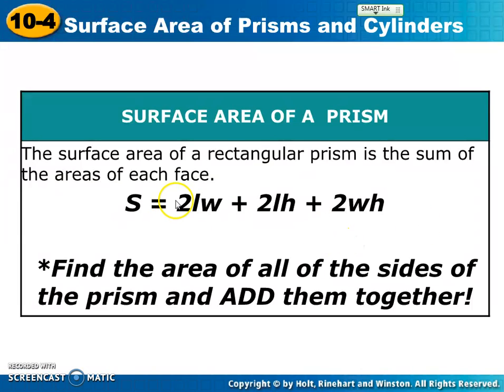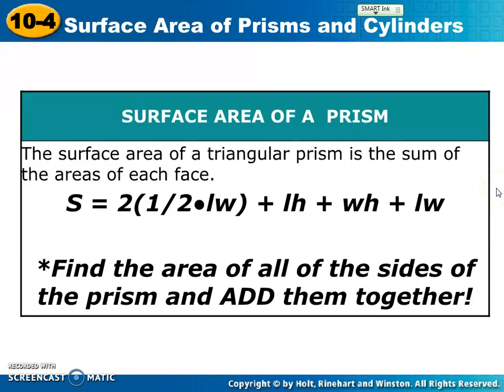So here if we do the length times the width, so one of the sides times 2, because there's 2 of them, right? A front, a side, and a side, plus the length times the height, so maybe this is the front of the box, times 2, because there's a back. And then the width times height times 2, because that has a bottom as well.